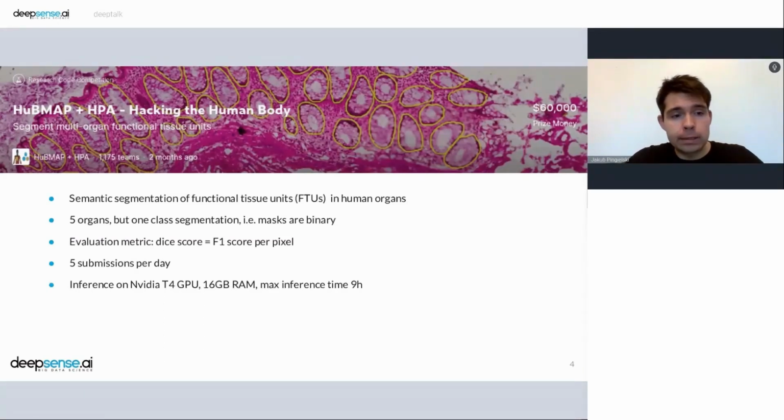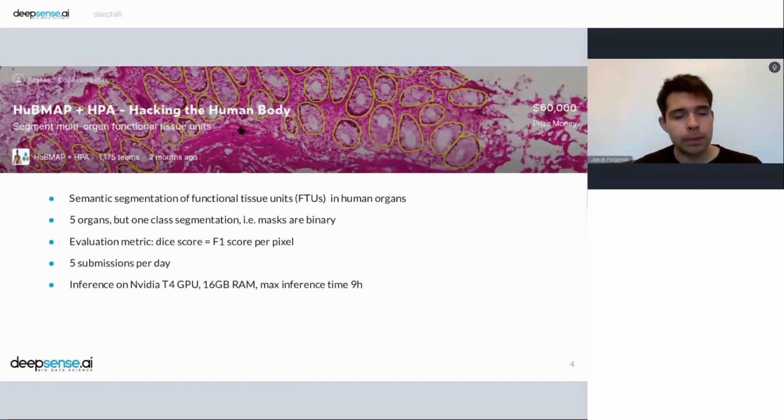There were 5 organs in training and test data sets, but it was only one class segmentation. Organizers did not want us to try to predict what organ was on the picture, so the masks were binary. The evaluation metric was pretty standard for semantic segmentation. It was Dice score, which is also equivalent to calculating F1 score per pixel for each image.